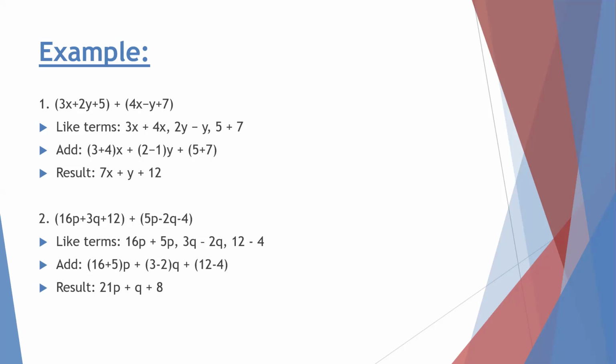So here, what are the steps to be remembered? First, bring all the like terms together. Second, make sure all the signs are put correctly, and then you can add those terms and you will get your final result. Let's move on to the next slide.